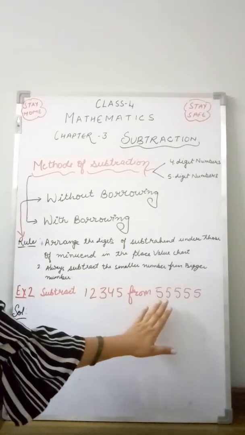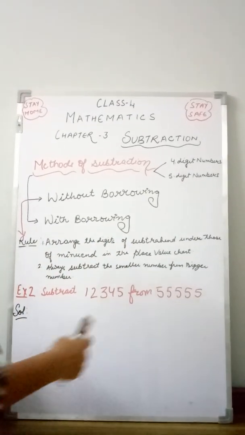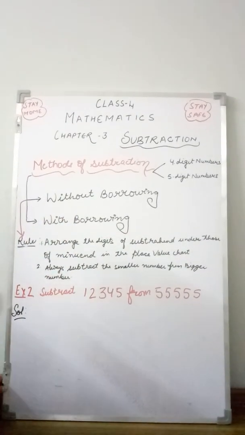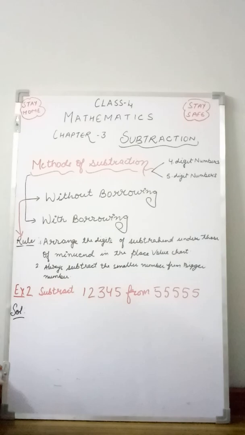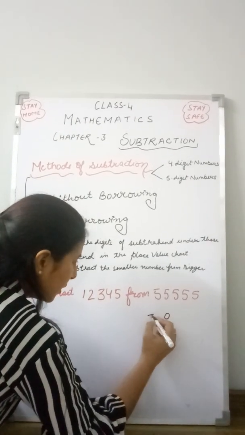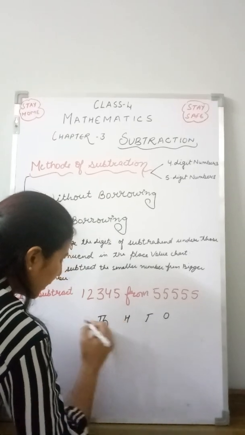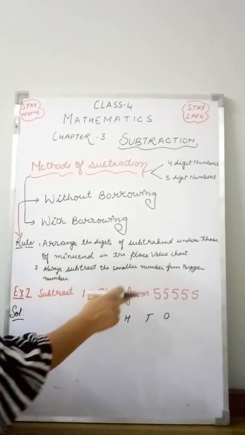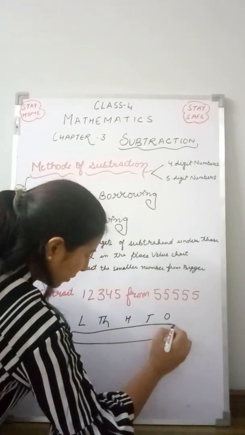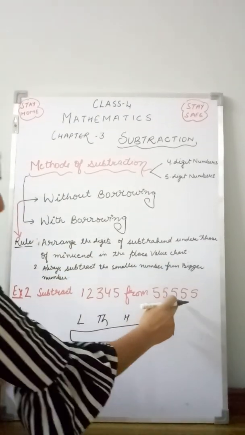So which one is minuend and subtrahend? First you have to recognize this. The bigger number, this is the bigger number, so this is the minuend. And this is the smaller number, so this is the subtrahend. First of all, you have to write the place values: ones, tens, 100, 1000 and lakh. Why lakh? Because this is a 5-digit number. Make a column here.